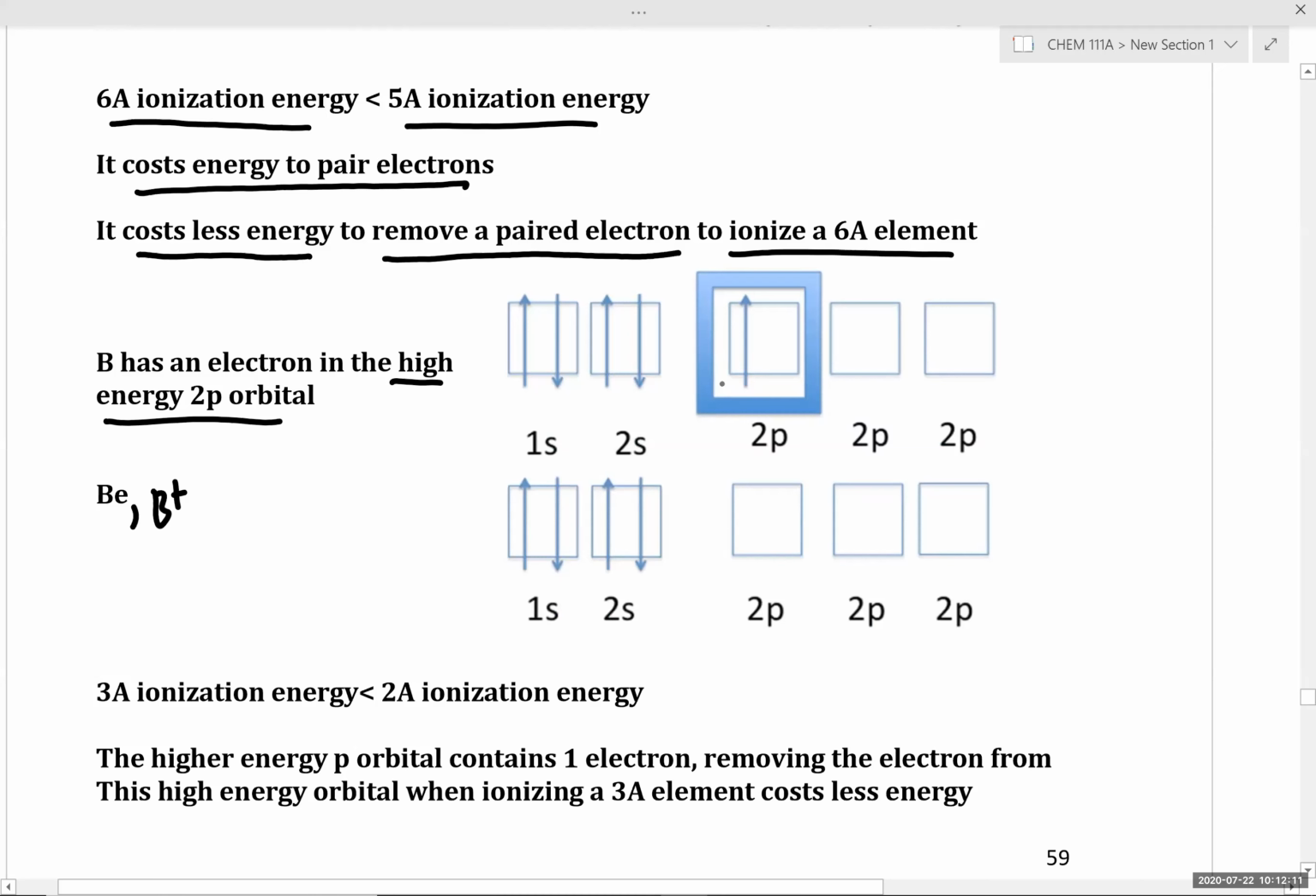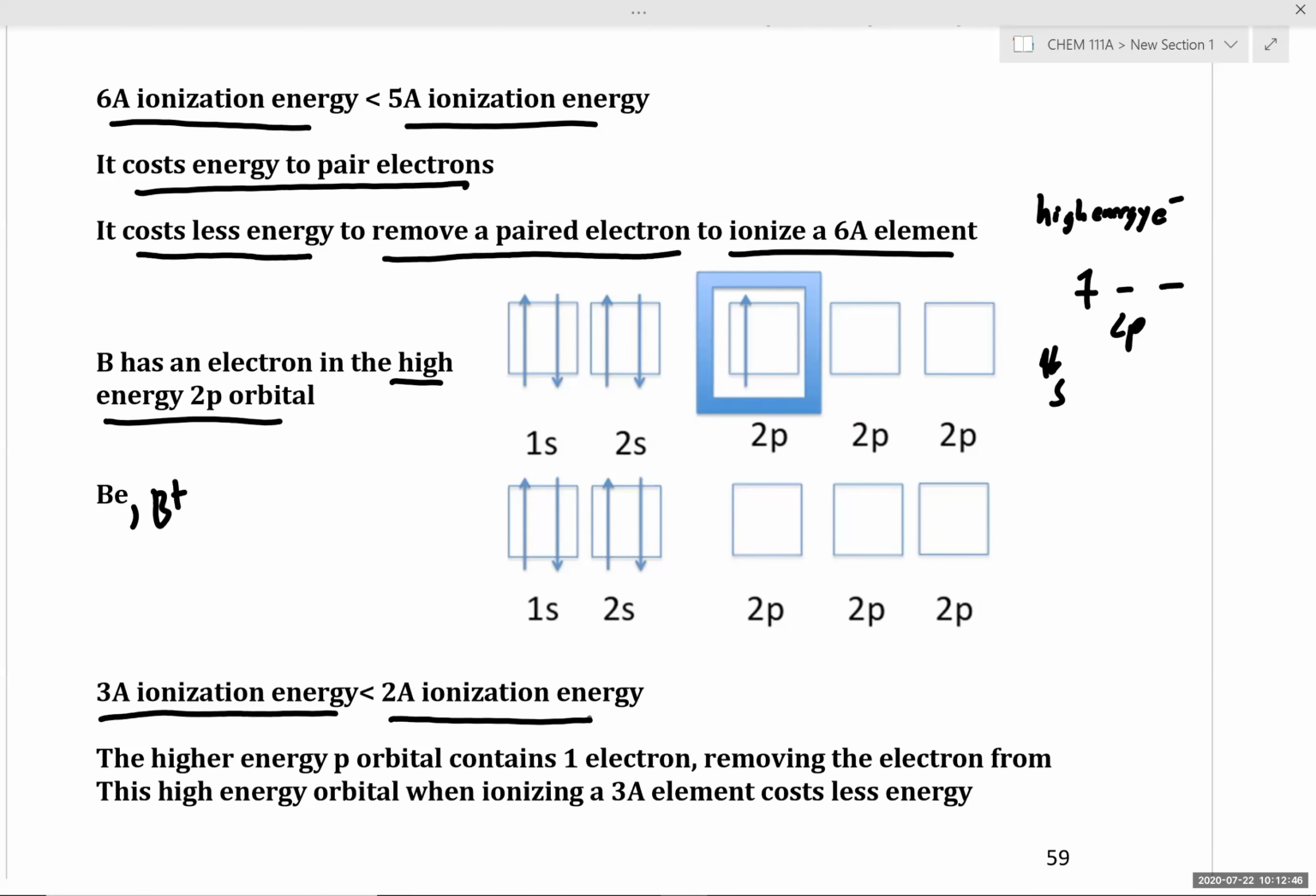Because we have this lone electron sitting in a relatively high energy orbital, because remember, if we think about the relative energy of our s and our p orbitals, the p orbitals are higher in energy. So we have this high energy electron, and it's easier to remove it. As a result, it's quite facile to ionize a 3A element compared to a 2A element. And the reason for that, it's easy to remove the high energy electron sitting in our 2p orbital.